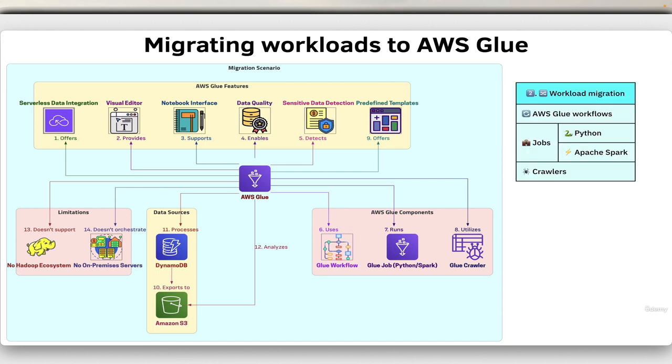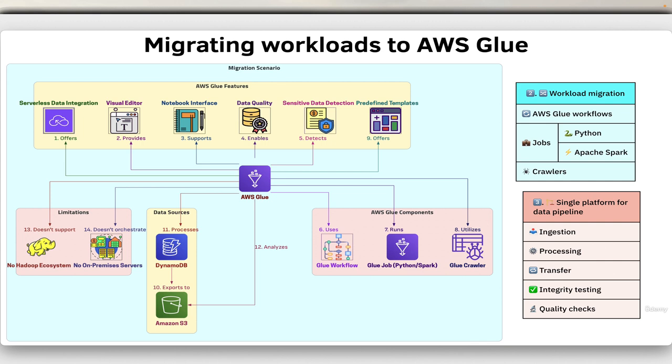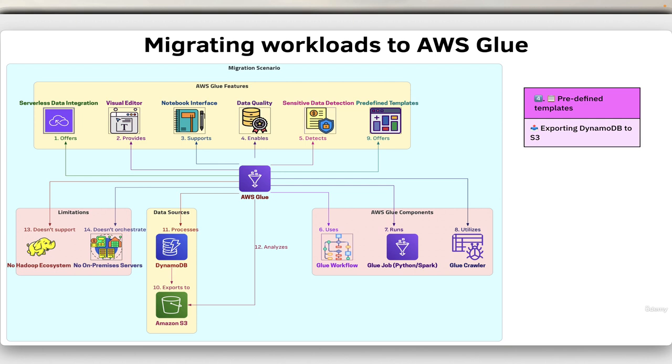Second, your workload can be migrated to AWS Glue workflows, jobs, which are in Python or Apache Spark, and Glue crawlers. For example, if your existing pipeline is built on top of Apache Spark, in those cases you can migrate to AWS Glue. Thirdly, you require a single platform that can handle all aspects of your data pipeline, including ingestion, processing, transfer, integrity testing, and quality checks. Your existing pipeline was created from a predefined template on the AWS Data Pipeline console, such as exporting a DynamoDB table to Amazon S3, and you are looking for a same-purpose template.